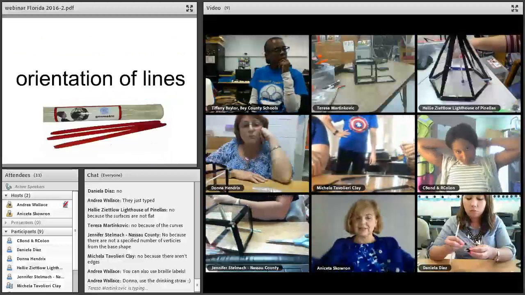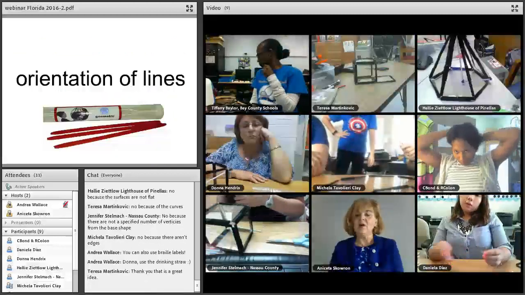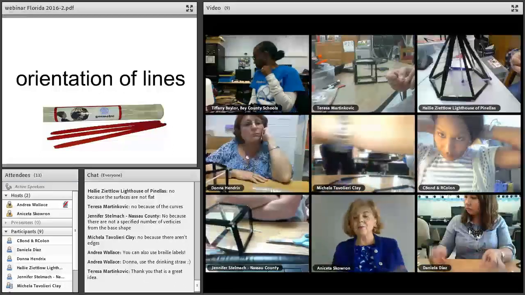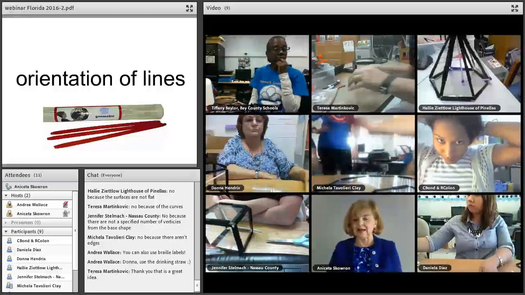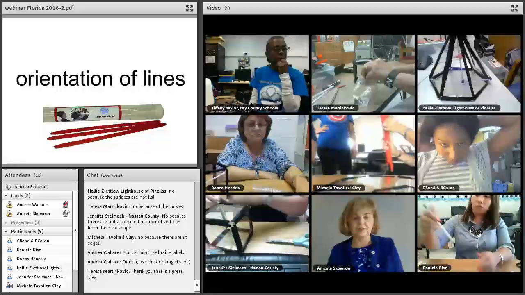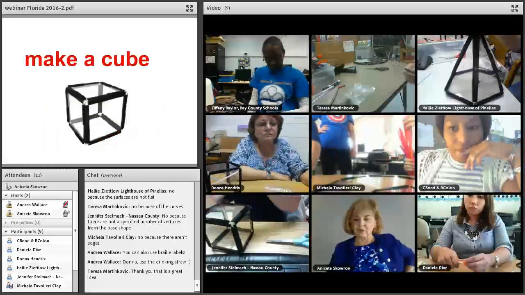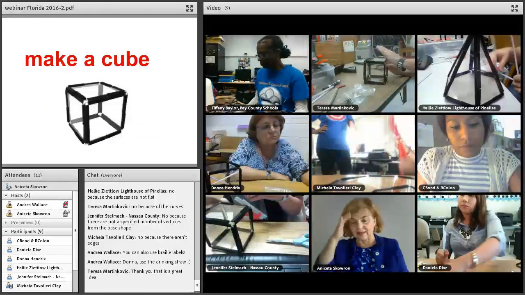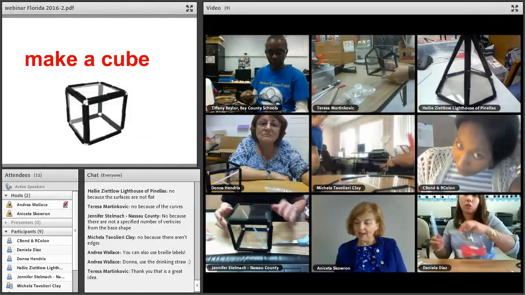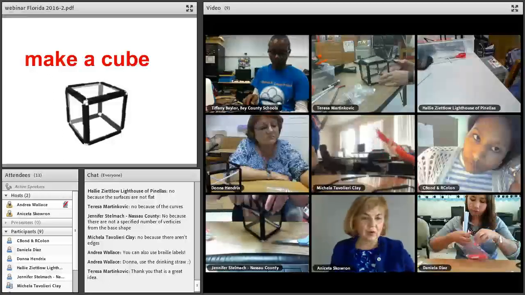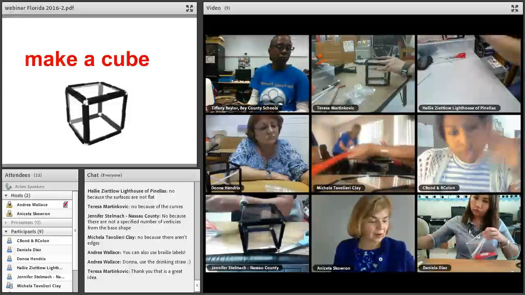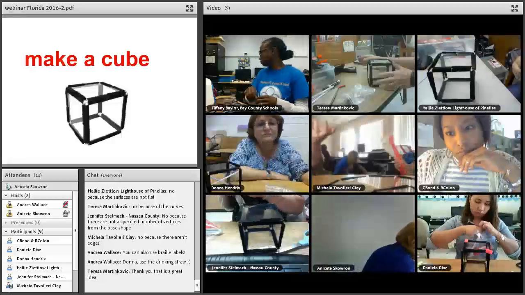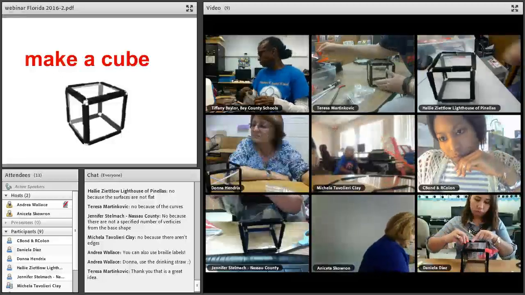Now we switch to something different. We'll talk about orientation of lines, okay? Parallel lines, perpendicular lines, and skew lines. So let's look at the cube again. You can remove everything from your cube, take that cube, and you have those velcro rods. You have those velcro sticks in your kit.